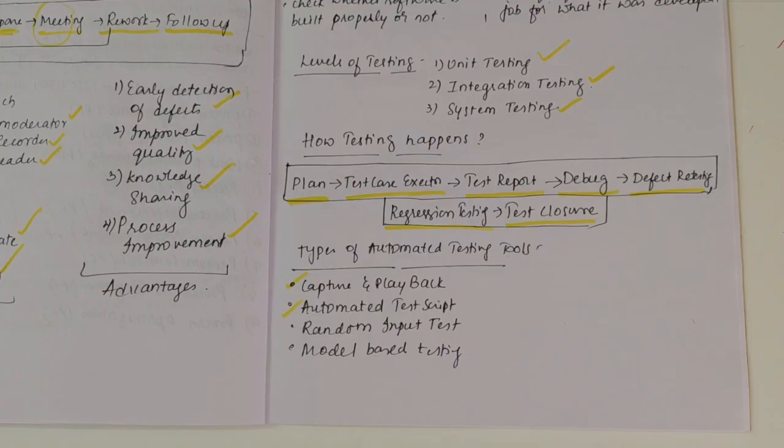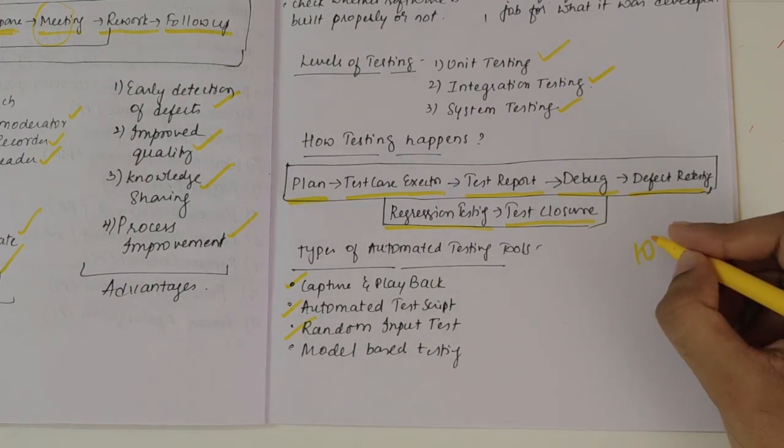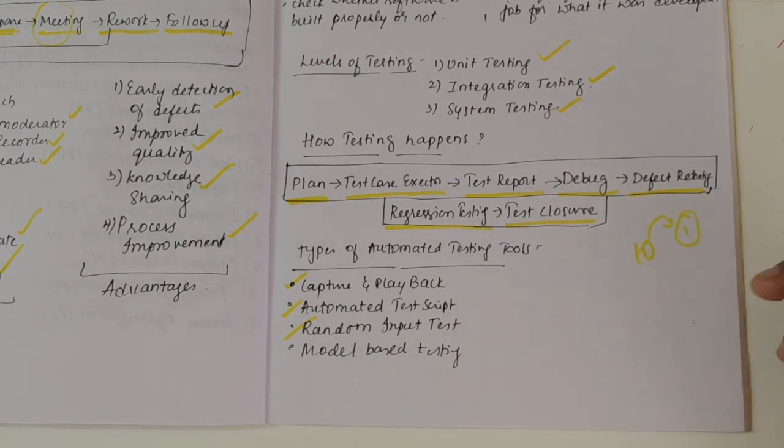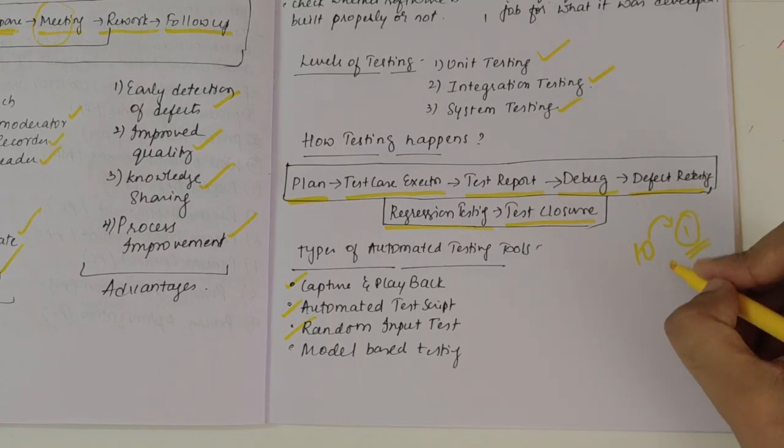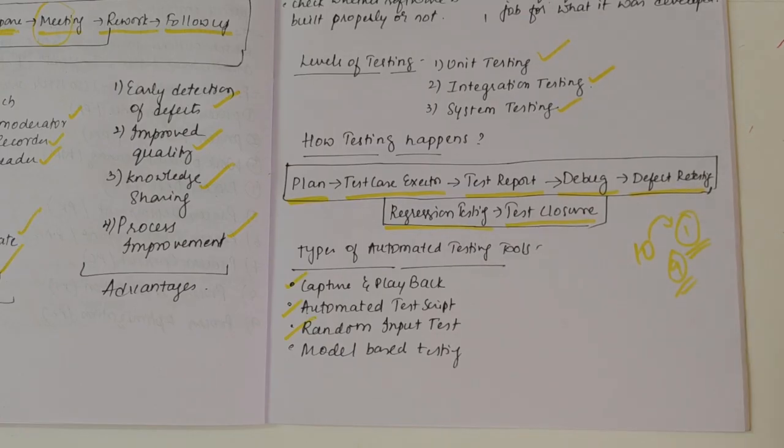Then we have automated test script. You write a program comprising all the test cases, and along with that you design test suites, and automation testing is done on the software. Then we have the random input test, that is you randomly give some input to the program and test it. But it is a very limited form of testing, because out of 10 possibilities, if you randomly select one test case, this might be true, but for the rest 9 we cannot be sure, right?